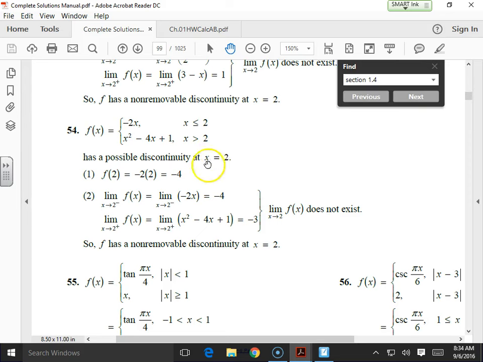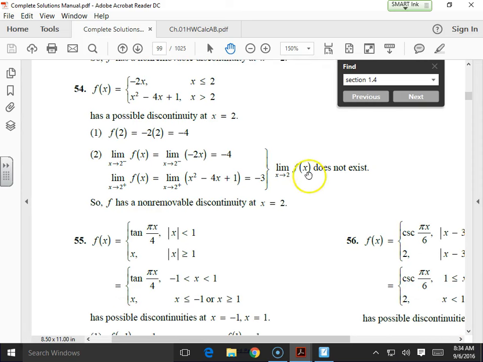Why did they say possible at 2? Because it's a separator, right? The point should be at negative 4. Coming from below is negative 4. Coming from above is different, so the limit does not exist, therefore non-removable discontinuity. It's not just a hole. They're not lining up. That's a jump. No, sorry, that's a break.